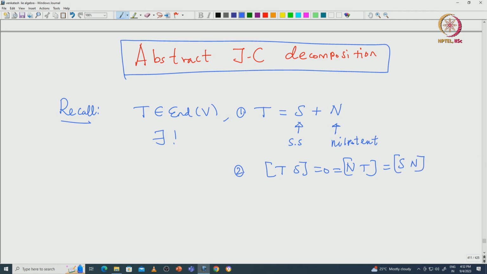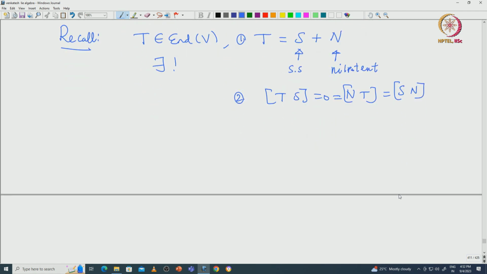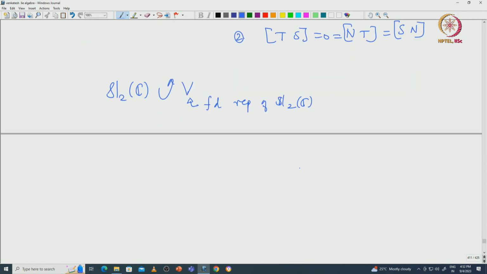This additive version of writing an operator as semisimple and nilpotent operators is called the Jordan-Chevalley decomposition. We would like to talk about a similar decomposition for any element of a semisimple algebra. If we recall from SL2 theory, we take an SL2C representation, acting on V, a finite dimensional representation of SL2. So, we have a map phi from SL2C to GL of V.